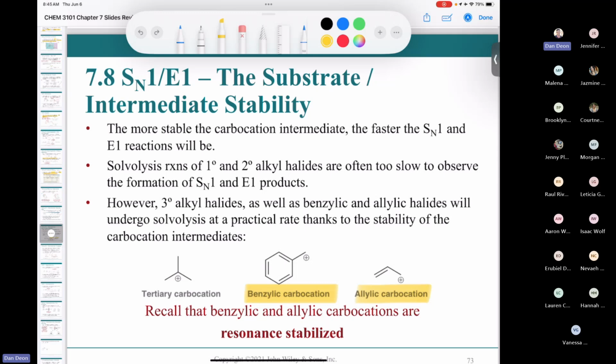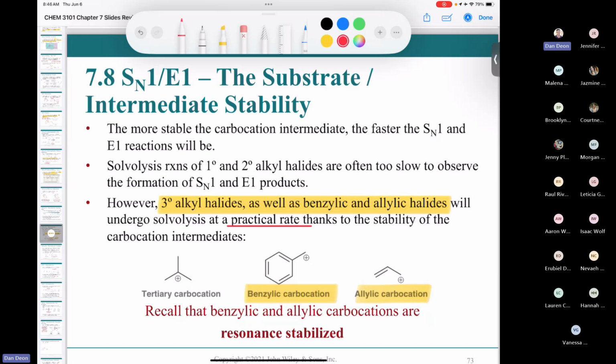So remember, what we call the solvolysis reaction was just one where your substrate reacts spontaneously in its solvent. So solvolysis for a primary and secondary alkyl halide doesn't even happen. They're just too slow because the carbocations that are formed are really unstable. So we don't get SN1 and E1 products. However, and you have to just memorize this, tertiary alkyl halides as well as benzylic and allylic halides will undergo solvolysis at some kind of reasonable rate. It says practical rate, that means we can do it in our lifetime, thanks to the stability of the carbocation.